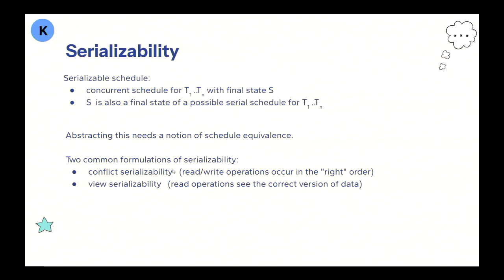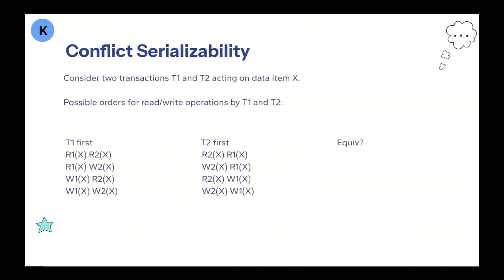Like the normal forms, there are different standards for serializability. So here we discuss two common formulations of serializability. The first one is conflict serializability. This will guarantee that the read and write operations occur in the right order. The second one is called view serializability, which means that it will guarantee that the read operations will see the correct version of data. And let's go through them one by one.